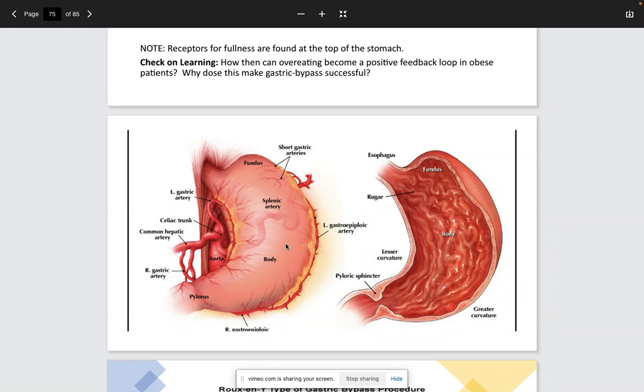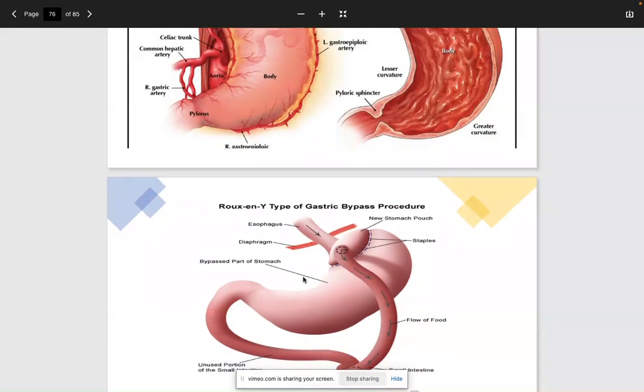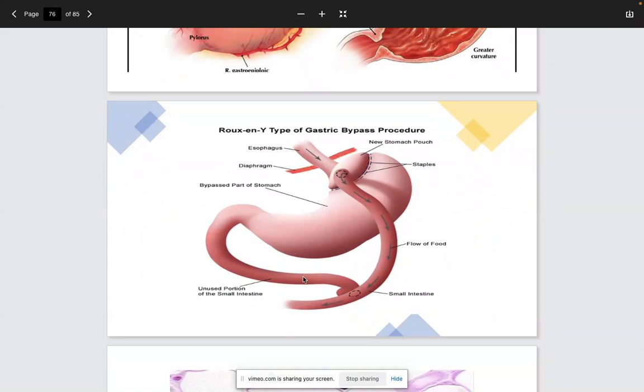There's a bunch of different arteries that supply the stomach. Again, the spleen has a very close relationship, so you get the splenic artery coming back here. We won't go through all these. I primarily just want you to know that the stomach is a very vascular organ. Here is an example of a Roux-en-Y type of gastric bypass procedure. They don't do these as much anymore. This is just showing you how they do it.